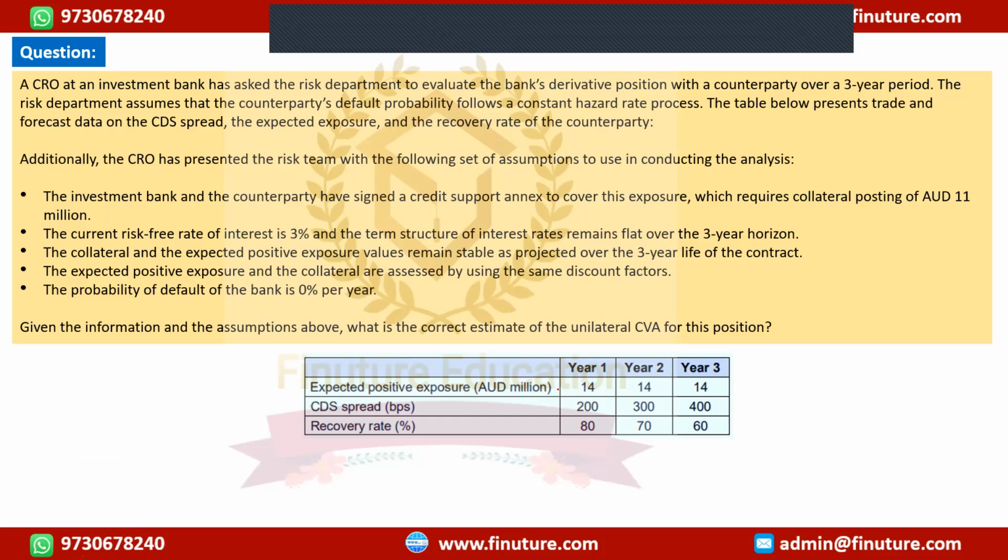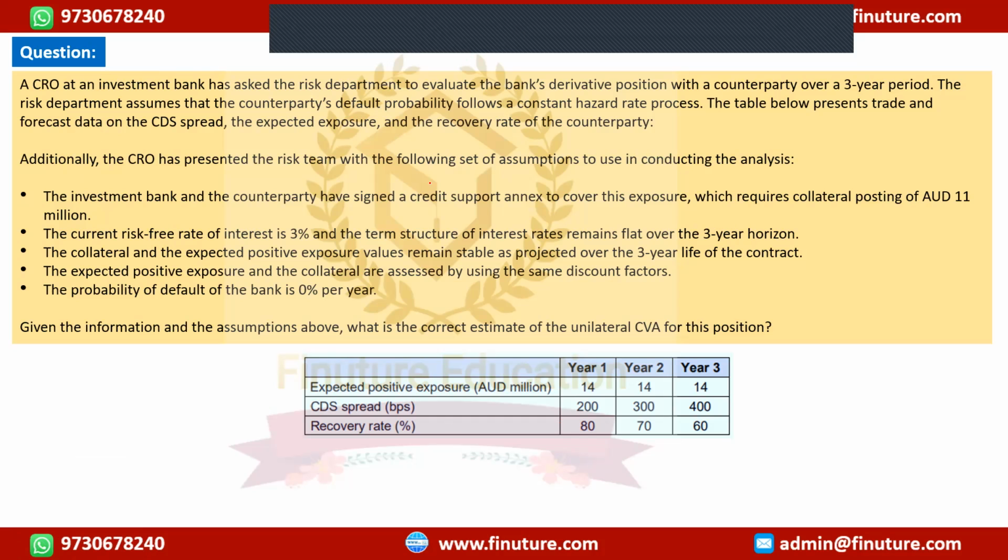Of course, it's positive, that's why we are calculating CVA. And we are given the CDS spread and recovery. If there is a default, what is the recovery, and whichever would be the loss given default, on that we would be calculating CVA, not really on the recovery amount. So these are given in the table.